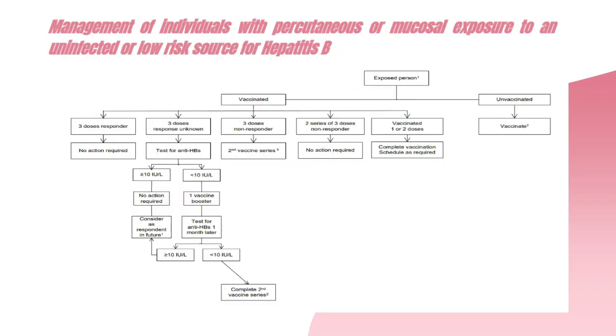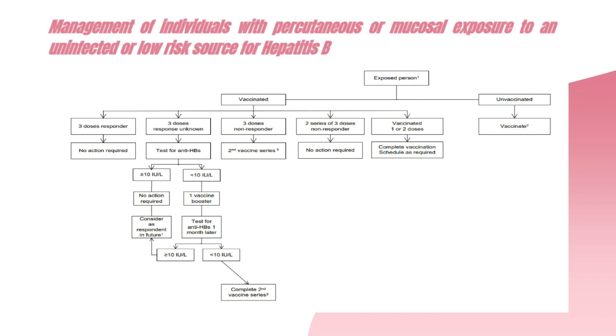This is another chart indicating the management of individuals with percutaneous or mucosal exposure to an uninfected or low-risk source for hepatitis B. If the exposed person is vaccinated and is known to be immune to HBV, no action is required. If the exposed person has received 3 doses of vaccine but response is unknown, then test for anti-HBs. If immunity is adequate, no action is needed.